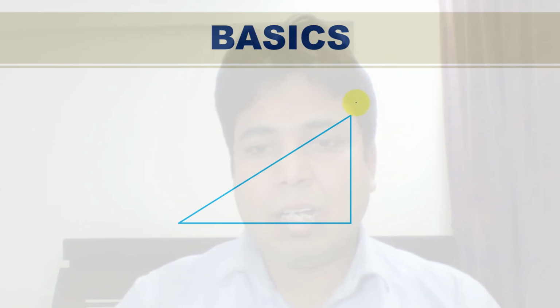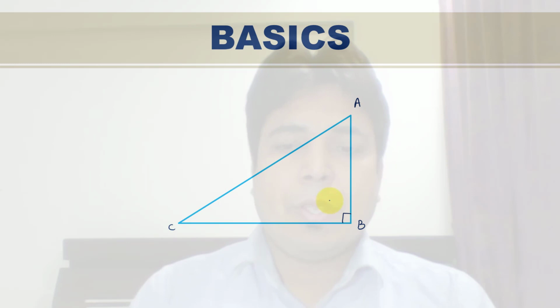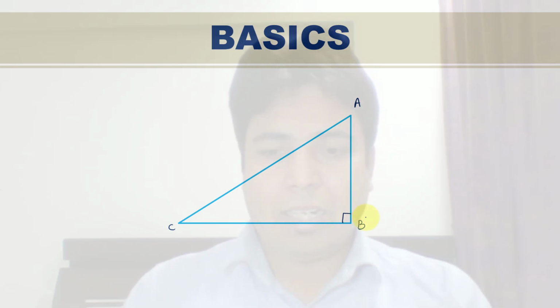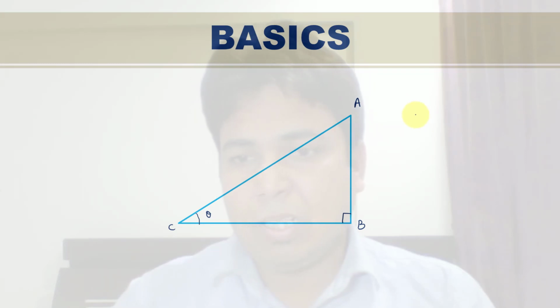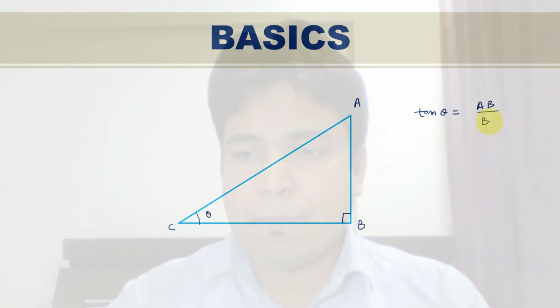Let's say this is a triangle. Call this A, B, C, and the angle B is equal to 90 degree. So this is a right angle triangle with right angle at B. Now let's say this angle is theta, then we already know about the trigonometric ratios. So tan theta equals AB, perpendicular, upon base, that is BC.